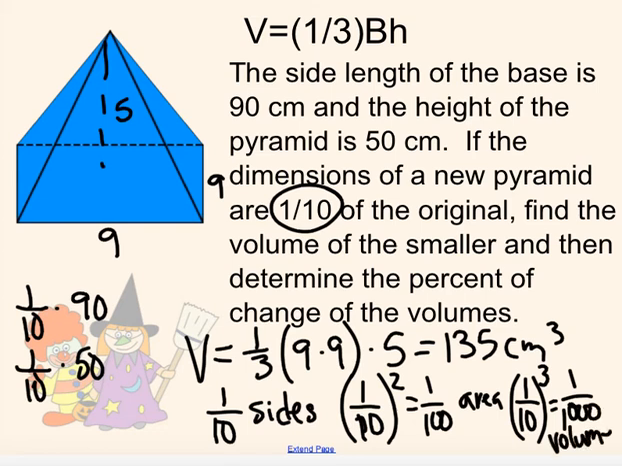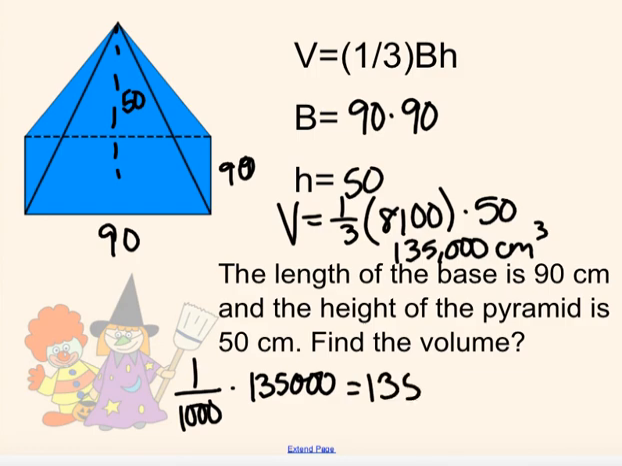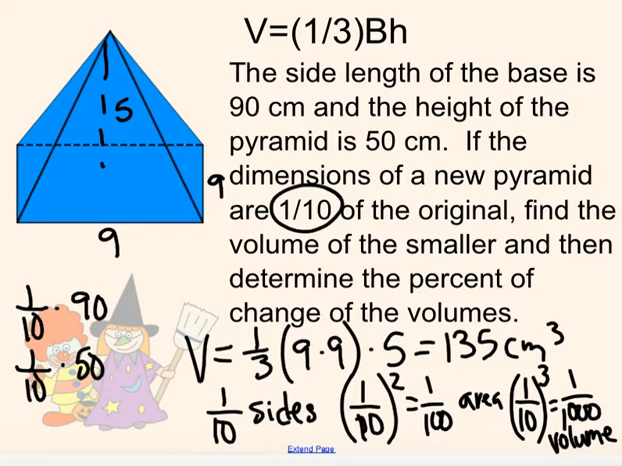So we can see that this volume is 1/1,000th of the original volume, which would make sense because if we go back to our original problem over here and see we have 135,000, well, 1/1,000th of 135,000 gives us 135, which is exactly what we got when we scaled it down by a tenth on each of the dimensions. Okay?